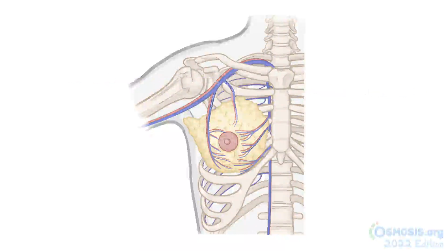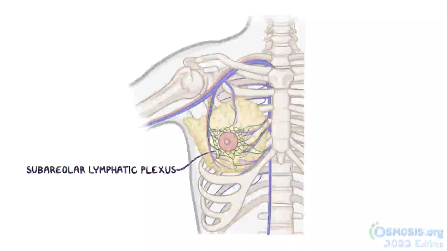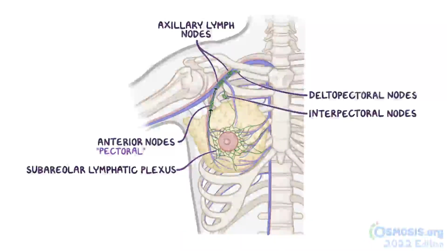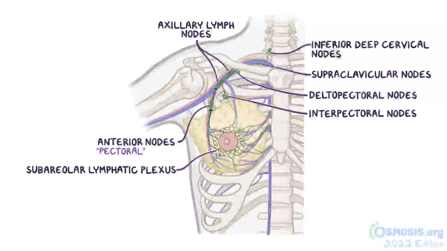Let's move on to the lymphatic drainage of the breast. Basically, lymph passes from the nipple, areola, and glandular lobules to the subareolar lymphatic plexus. From here, most lymph, especially from the lateral breast quadrants, initially drains into the anterior or pectoral nodes, and then to the axillary lymph nodes. Some lymph may drain directly to other axillary nodes, or even to interpectoral, deltopectoral, supraclavicular, or inferior deep cervical nodes.